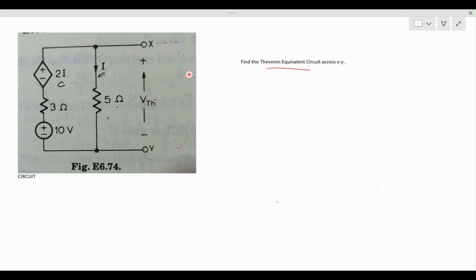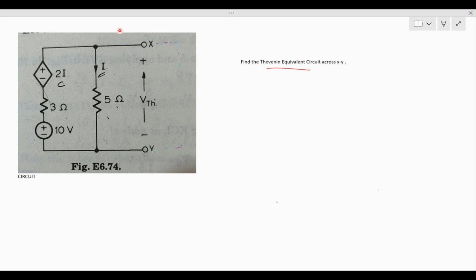So to find V Thevenin, what do we have to do? We have to find the voltage across X and Y. From this circuit itself, we can say that this current I influences this voltage source, because it is a current dependent voltage source, right? And in order to find V Thevenin, we have to open circuit the output terminal. Now there is no current flow in this branch.